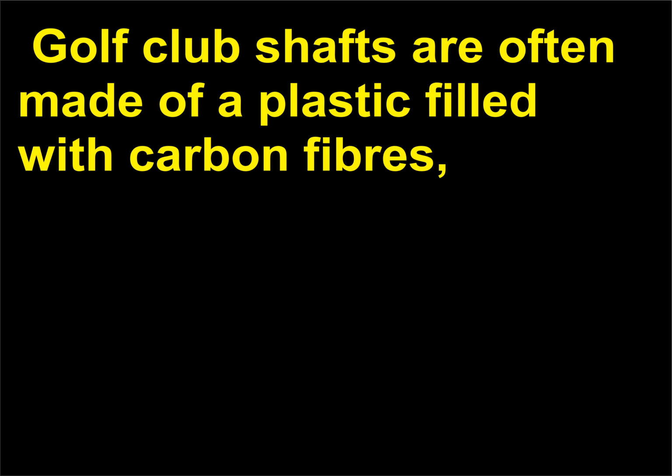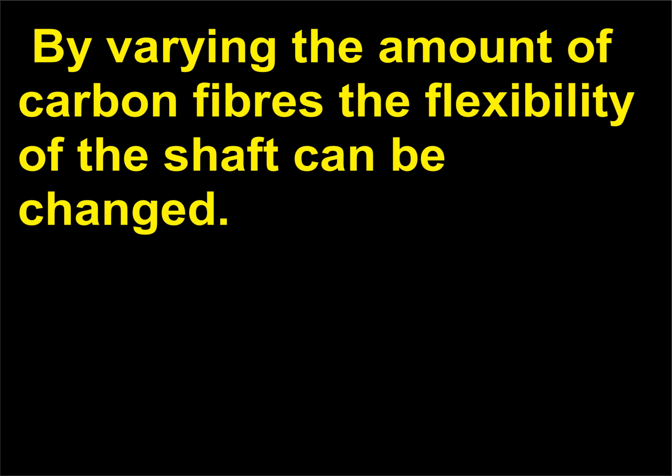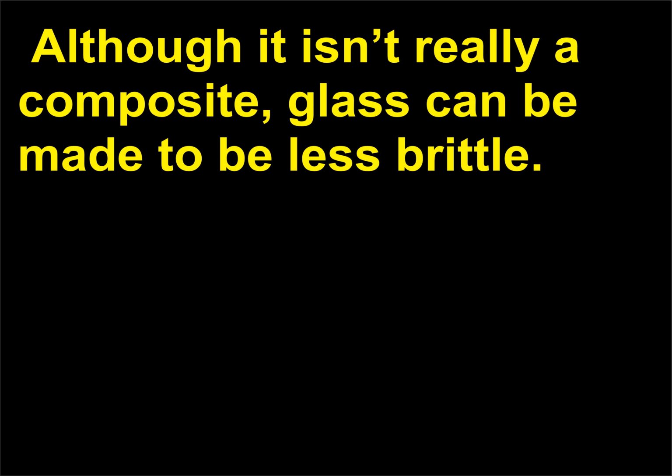Golf club shafts are often made of a plastic filled with carbon fibers, giving the shaft great strength with low weight. By varying the amount of carbon fibers, the flexibility of the shaft can be changed. Although it isn't really a composite, glass can be made to be less brittle. The key idea is to keep the surface under compression at all times so it won't crack.